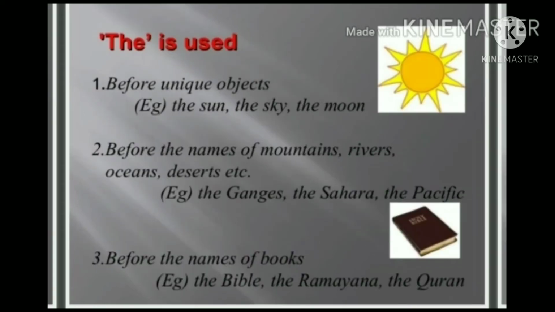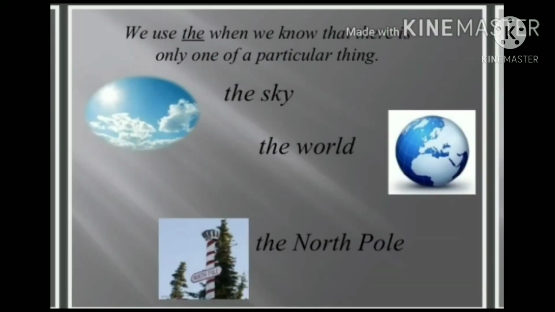Now let's read about the definite article the. The is used before unique objects. Example, the sun, the sky, the moon. Second, before the names of mountains, rivers, oceans, deserts. Example, the Ganges, the Sahara, the Pacific. Third, before the names of books, that is holy books. Example, the Bible, the Ramayana, the Quran. We use the when we know that there is only one of a particular thing. Example, the sky, the world, the North Pole.